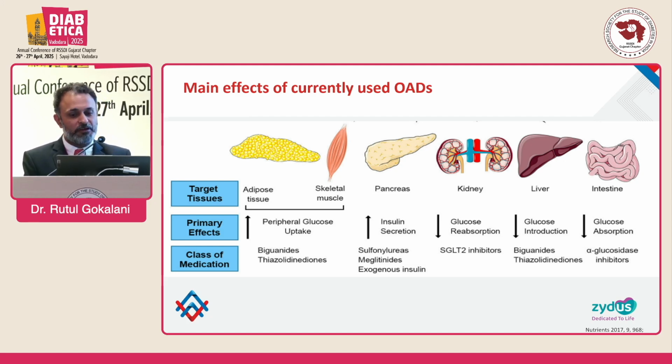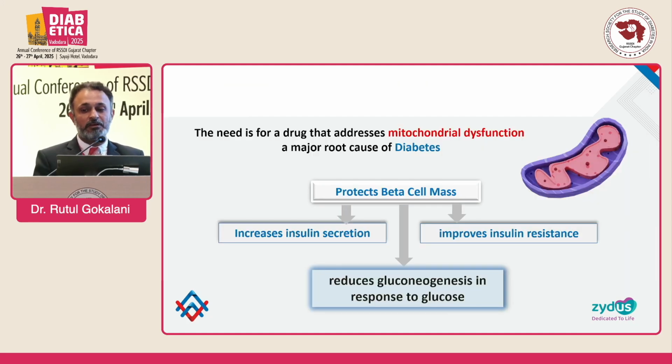SGLT2 is the only drug which reduces glucose reabsorption at kidney level. If you see biguanides and thiazolidinediones, again, they also work at liver level, and they reduce glucose production. So hepatic gluconeogenesis is actually reduced. Alpha glucosidase inhibitors, we all know that it has insulin independent action, and it reduces glucose absorption at intestinal level.